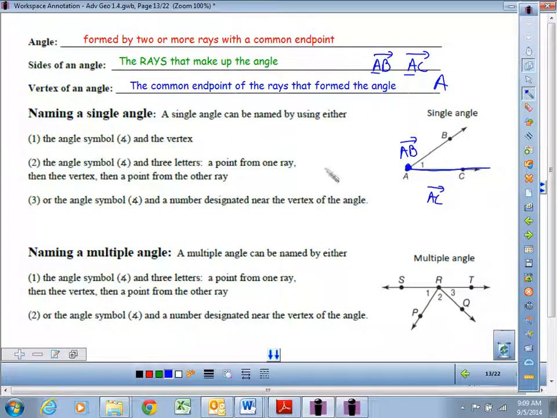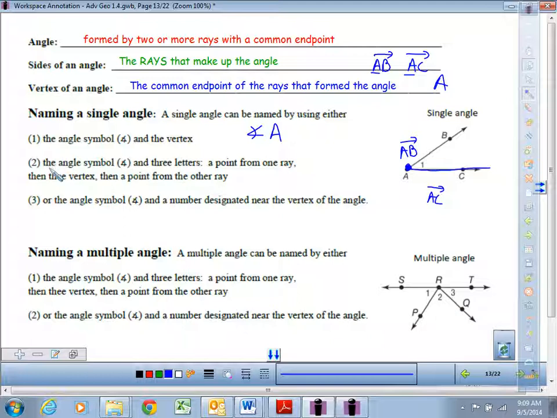This one, the first way we can do is we can just name it with the vertex. And we're going to put our angle symbol, which is this little guy with a little arc mark through it, into the vertex. And in this case, the vertex is A. So we could call this angle A. Now, we can't do that down here. I don't want to call this angle R because I've got all those angles around there.